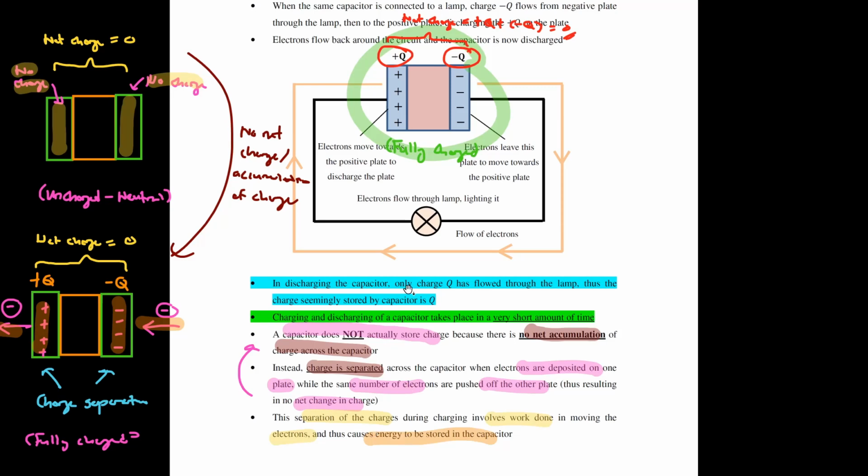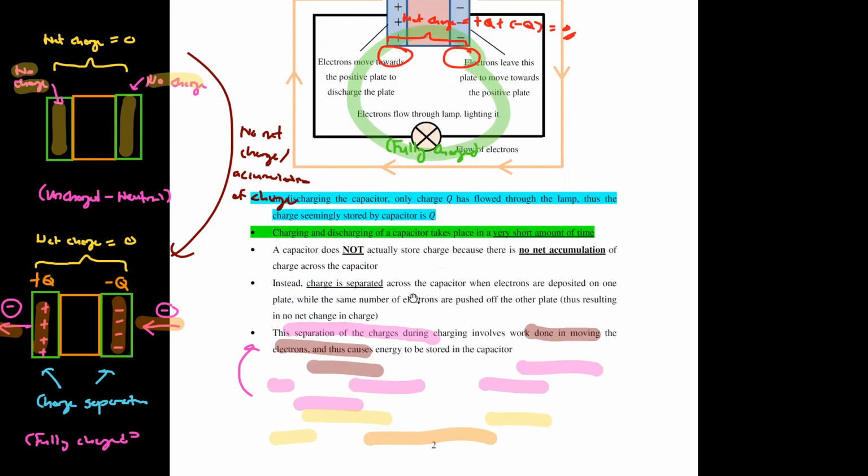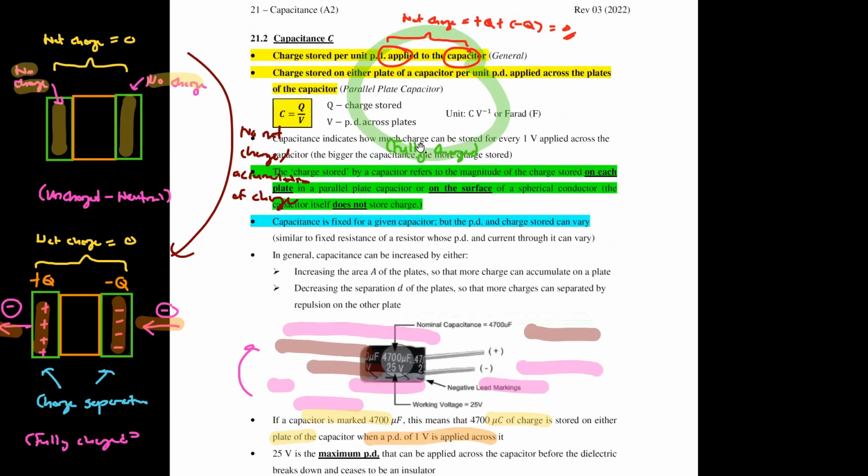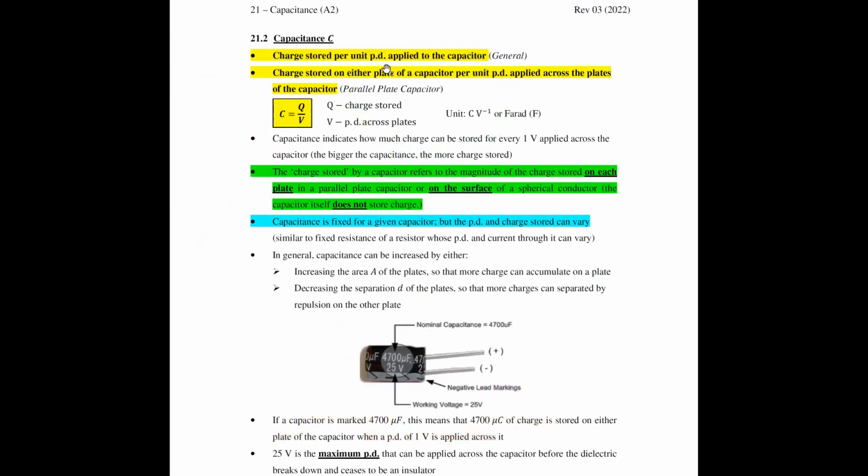Okay, so this is how a capacitor works. All right. So then you move on to the next page. When you're talking about capacitor, there's a quantity called capacitance. There's always affixed to your capacitor. So what is capacitance C here? Capacitance C is actually the charge stored per unit PD applied across your capacitor. This is actually a general definition of capacitance.